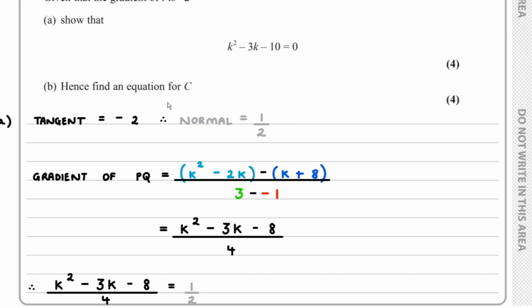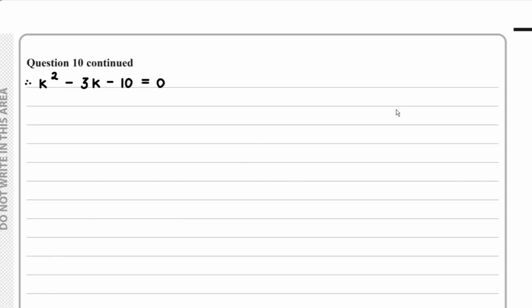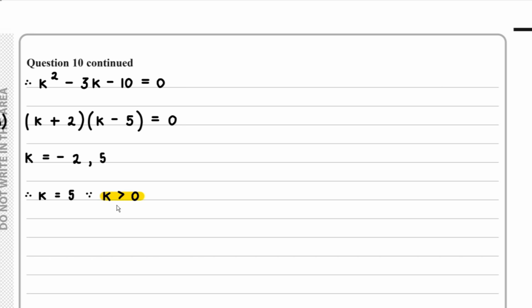Part B, hence find an equation for C. Before we do anything else, we need to find out the value of k. And we can do this by solving this quadratic. If I factorise, I've got k plus 2 multiplied by k subtract 5 equals 0, from which we can conclude k equals negative 2 or k equals 5. Now, k equals 5 is my only solution, and that's because k is a positive constant. In other words, k is greater than 0.